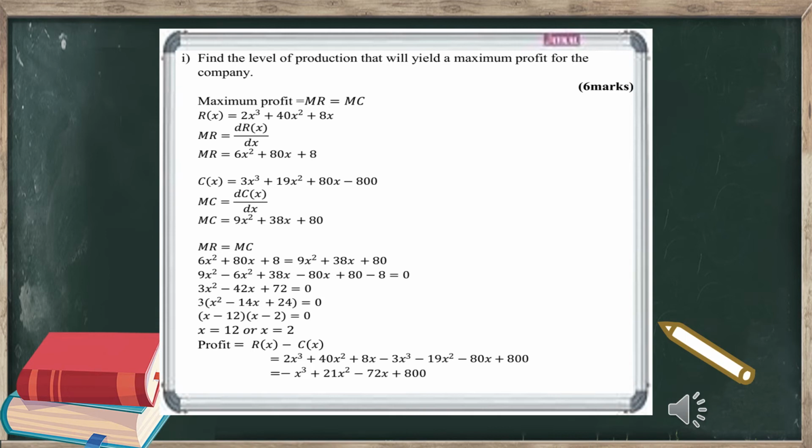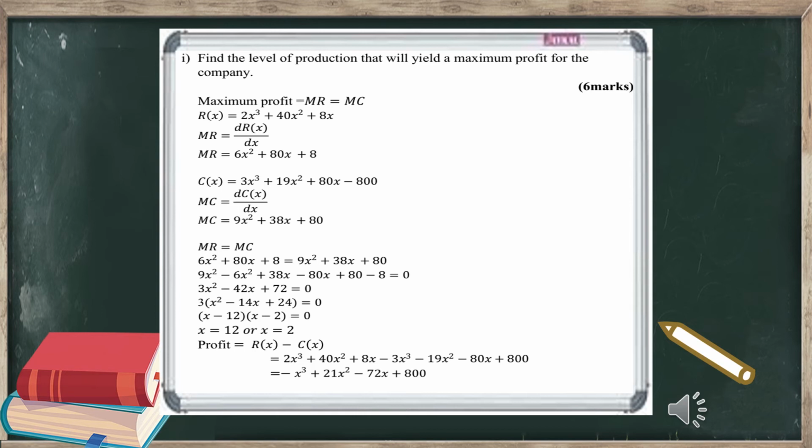Next we do the cost function. So 3x power of 3, we differentiate, it will be 3 times 3x squared, and then 19x squared, we differentiate, it will be 19 times 2x, and then 80x, we differentiate, it will be 80. For negative 800, we differentiate, it will be 0. So the final answer for the marginal cost function is 9x squared plus 38x plus 80.